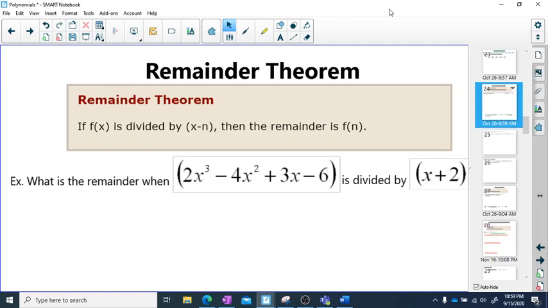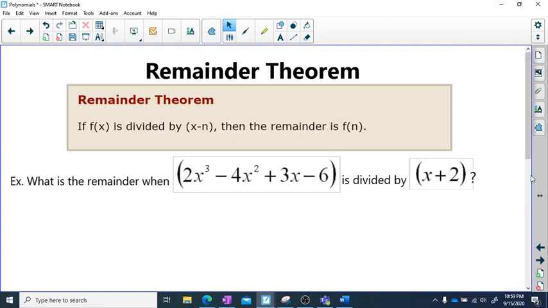In this video, we are going to have a look at a couple of theorems that go along with polynomials. One theorem is called the remainder theorem, and the second theorem is referred to as the factor theorem. So I'm just going to show you how those two theorems work. And we're going to start out with the remainder theorem.